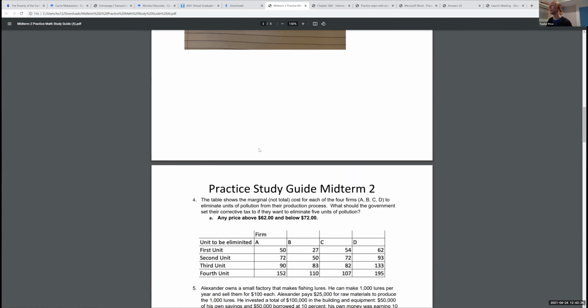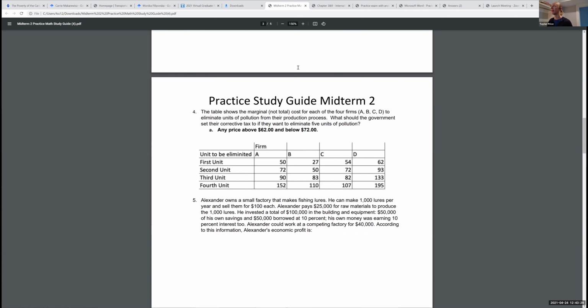Okay, so this question we're basically trying to think about how to determine where the government should set the tax, the corrective tax. So we already know that the lowest cost unit to eliminate pollution is firm B, eliminating the first unit, which is a cost of $27. So the next cheapest cost is from firm A to eliminate their first unit, and firm B to eliminate their second unit. So now we currently have 3 units of pollution eliminated.